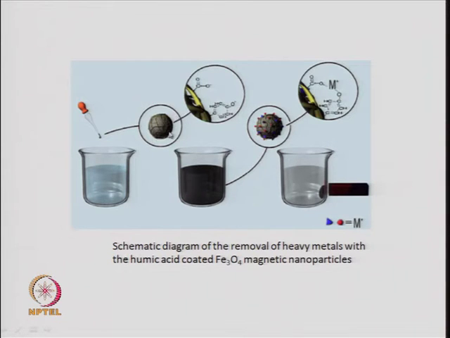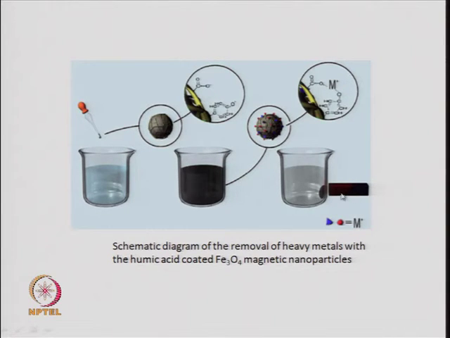What you do is add nanoparticles which have been functionalized with something. So, this functionalization here can be humic acid which has coated the particles, and then you add them, and the heavy metal ions get trapped on the surface of these particles, because it is functionalized with some carboxylate groups or something, and that carboxylate group can form chelates with these heavy metals like lanthanum or neodymium or lead, etcetera.